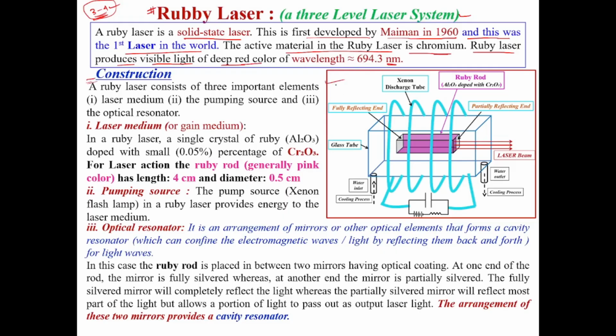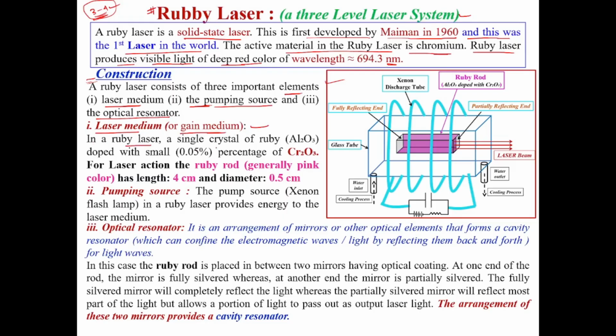Here, this figure represents the experimental arrangement or construction of the ruby laser. A ruby laser consists of three important elements. One is your laser medium, second is your pumping source, and third is your optical resonator. First, we are going to discuss the laser medium or gain medium.